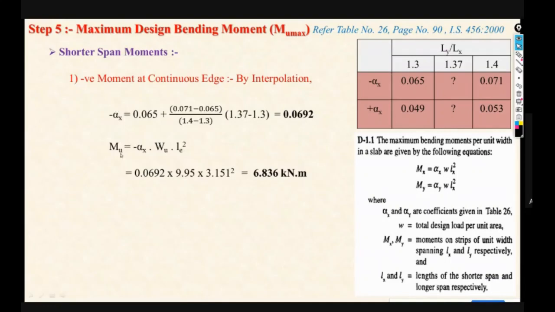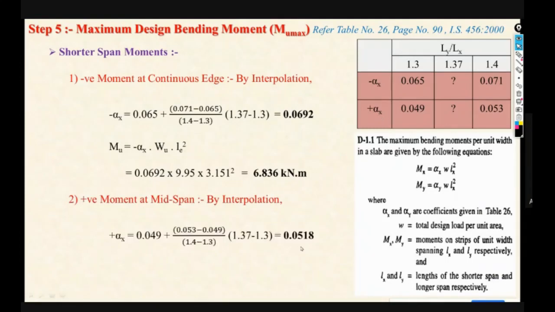Okay, and now immediately calculate the bending moment. So bending moment is 6.836 kilonewton meter, negative moment at continuous edge. Similarly, in shorter span, positive moment alpha x. Now again calculate positive alpha x. So positive alpha x is 0.0518. So moment is 5.117 kilonewton meter. Now this moment is at mid span, that is 5.117 kilonewton meter at mid span and 6.836 at continuous support. Okay, at continuous edges means at support.